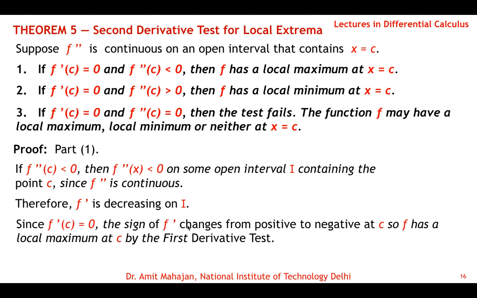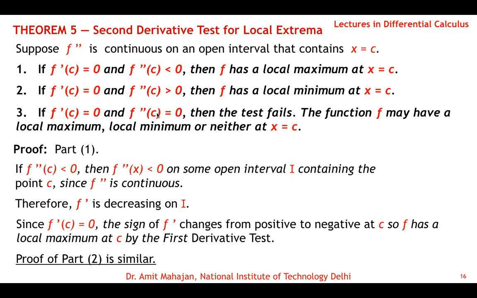So the derivative is actually changing sign from positive to negative, and so we have a local maxima by the first derivative test. So if these two conditions are satisfied and the second derivative is continuous, then we have a local maxima there. The second part can be proved similarly. I'm leaving that proof, so you can use a similar argument to prove this.